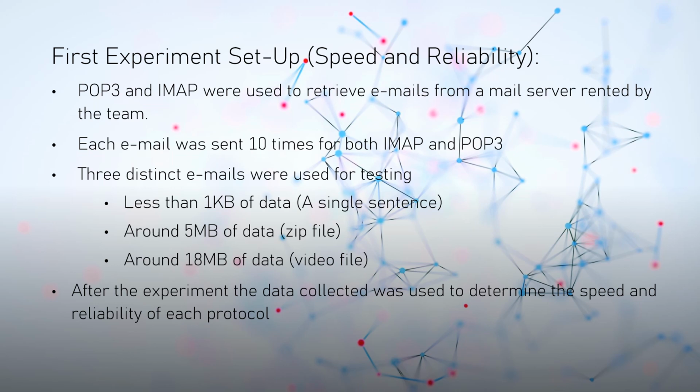So for our experiment, or I guess our project, we had to do 2 experiments to measure the metrics that we promised. Our first experiment measured the speed and reliability. How we did that is by sending 3 different message types 10 times each using both IMAP and POP3.